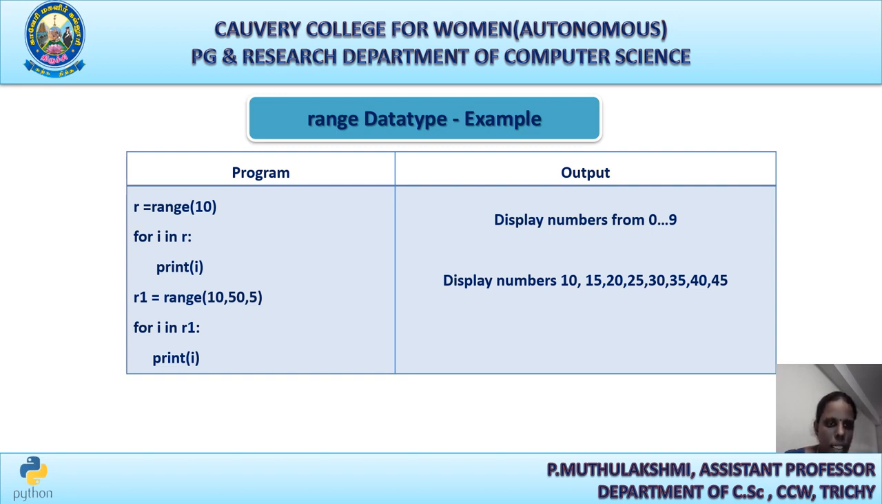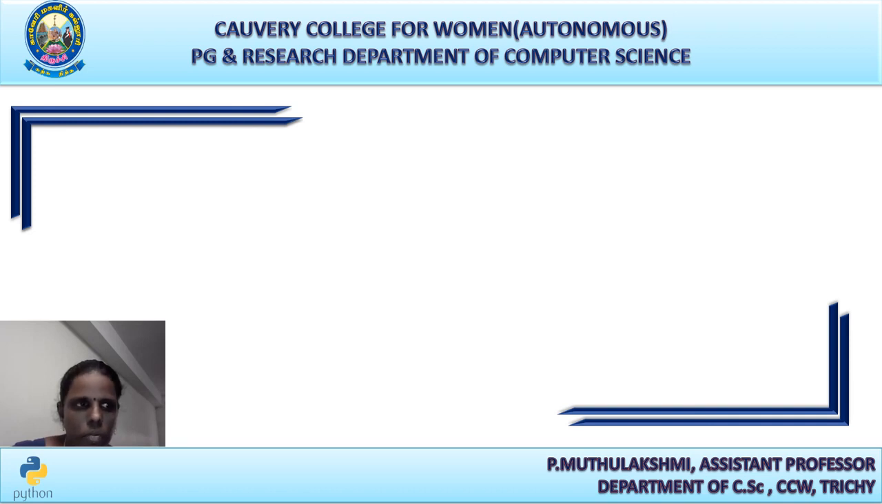The third parameter 5 is used for the step counting operation. By this value, we can increase the terms. So 10 plus 5 is equal to 15, that is your second element. So the elements are incremented by 5. So this is called the range data type. Up to this, we have covered the sequence data types.